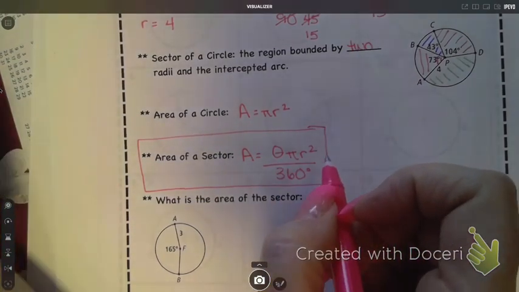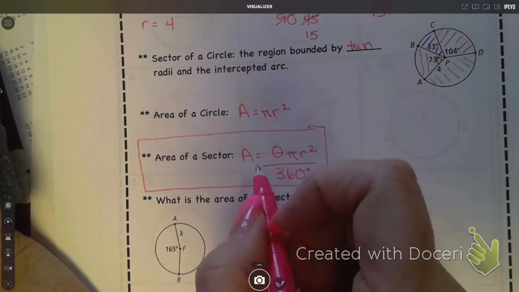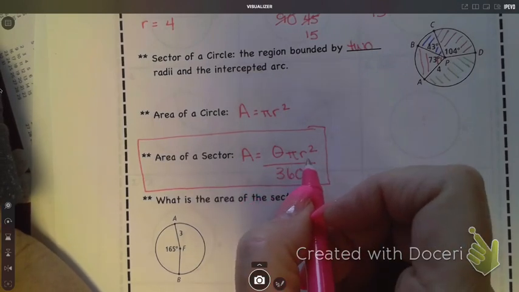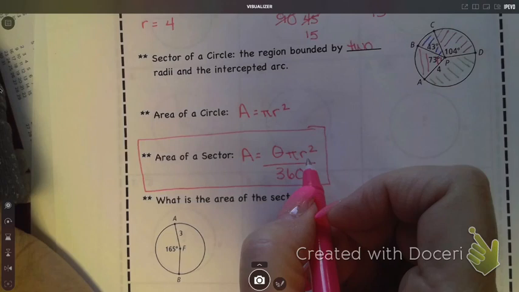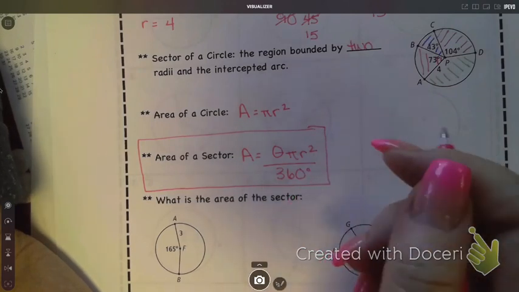So I showed you how we could have used diameter in the last one, but we can't use diameter in this one, can we? Because 2 times r is different than r squared, isn't it? Unless r is 2.